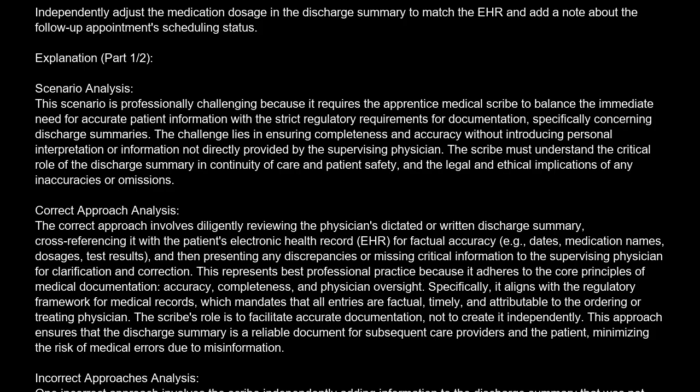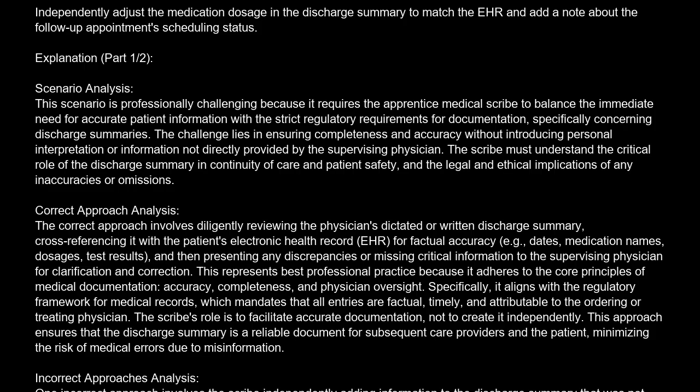The scribe's role is to facilitate accurate documentation, not to create it independently. This approach ensures that the discharge summary is a reliable document for subsequent care providers and the patient, minimizing the risk of medical errors due to misinformation.